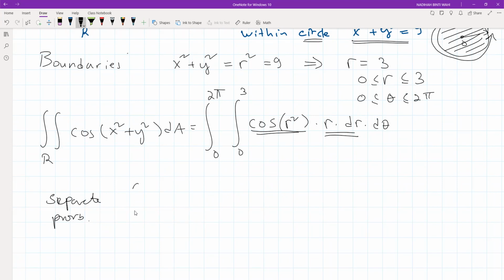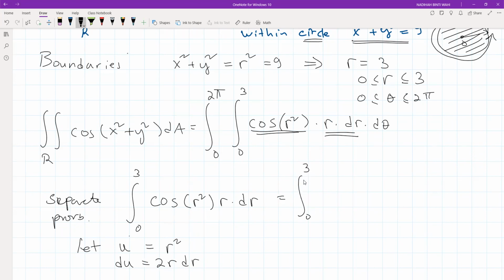Just take the integral from 0 to 3, cosine of r squared r dr. Okay, so you can see that you can use u substitution. Let u equal r squared, so du equals 2r dr. So you plug this back in. It's from 0 to 3, cosine u, which is cosine r squared.